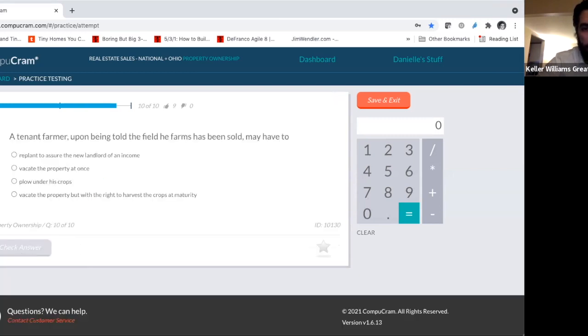A tenant farmer, upon being told the farm has been sold, may have to A, replant to assure the new landlord has income, B, vacate the property at once, C, plow under his crops, or D, vacate the property, but with the right to harvest crops at maturity.